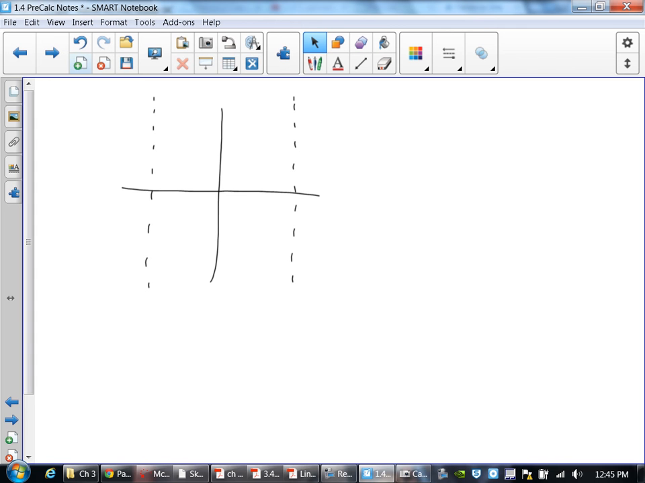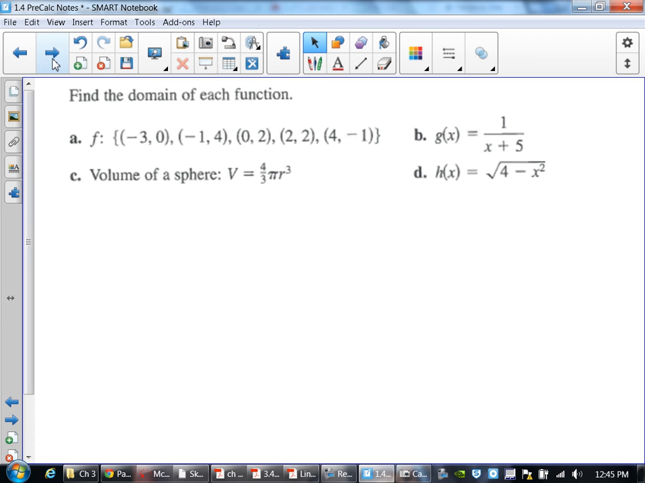So if you're looking at it, I think I had another one in here. If I go back to this here, let's look at B. I have 1 over x plus 5. What's going to be my domain there? The 0 is at -5, so my domain will be everything but -5. So all I would say here is my domain is all x not equal to -5.